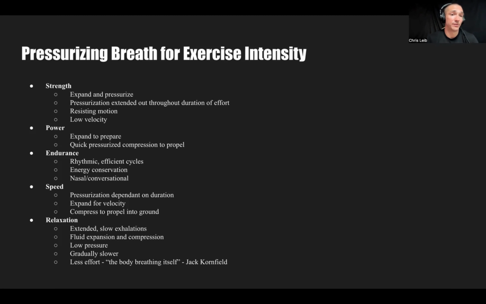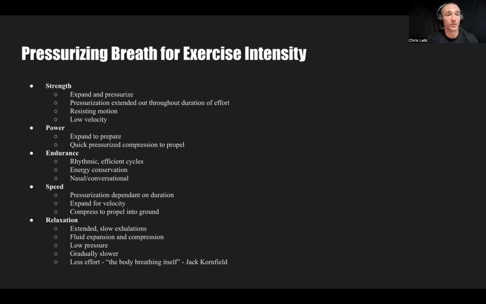So again, if it's a very short duration, the pressurization might be pretty high, similar to a power strength type of breath. And some sprinters will be able to do 100 meters maybe on one breath, because they're able to hold the pressurization for a long period of time, because they're doing so much work with the acceleration and deceleration of their limbs, that they don't want to lose any pressure in that process. But you're not going to be able to do that for very long.